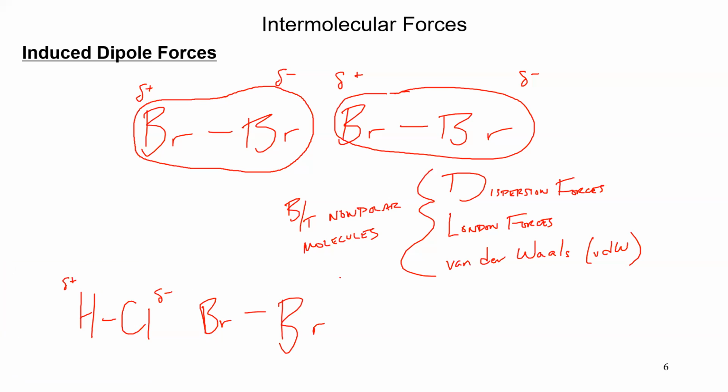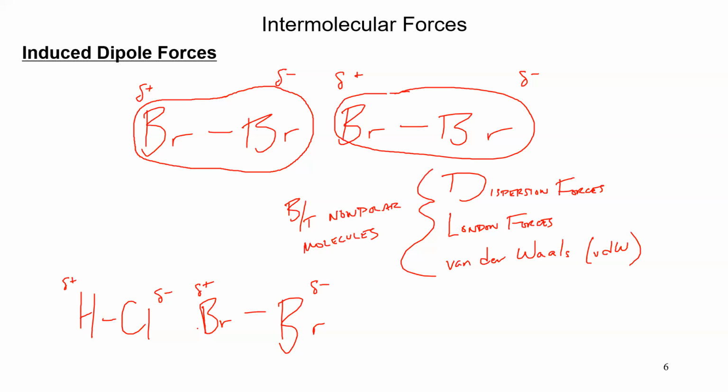So if I have this nonpolar bromine molecule next door to an HCl, right, the electrons, are they going to want to go toward that chlorine or away from that chlorine? Away, yeah, because electrons are negatively charged, that chlorine has a partial negative, and so we're going to end up with this induced dipole situation in that bromine, right?